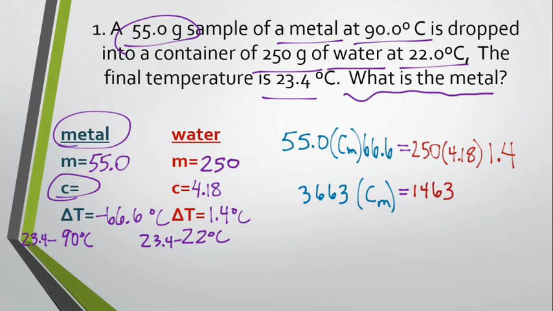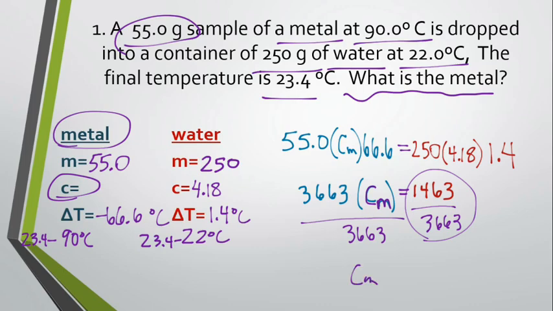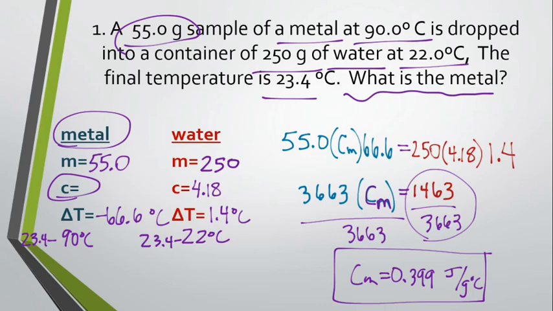Okay, and now if what we're trying to find and solve for is this CM, I need to get it on its own, which means that I'm going to be dividing by 3663. And once I do this division, 1463 divided by 3663, then that tells me that the C for my metal is 0.399. That actually repeats, but that's the perfect number of sig figs that I need. Add my units, and then look back up at that table.